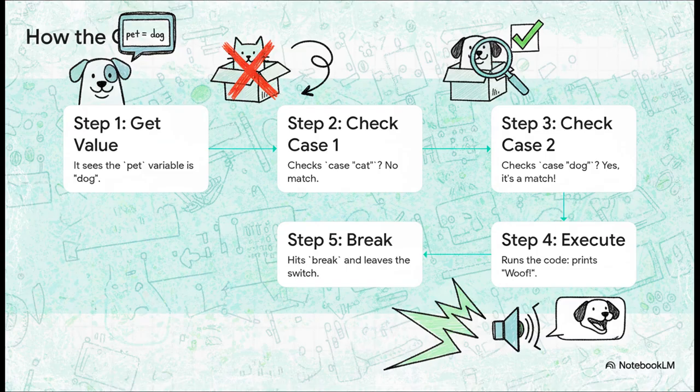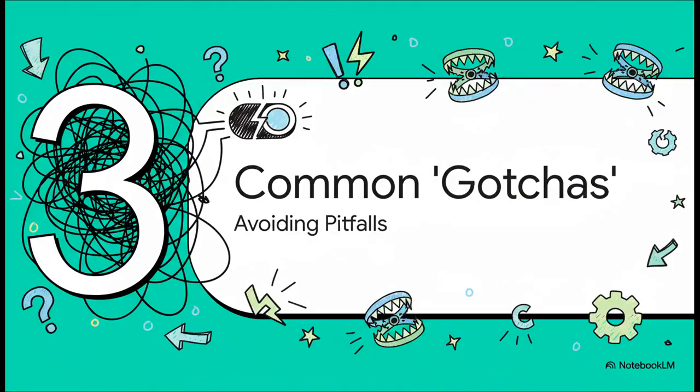First, the computer sees our pet variable is dog. Then it goes to the first check, case cat. Is dog the same as cat? Nope. Okay, moving on. Next up, case dog. Is that a match? Yes, bingo. So it runs the code inside and prints woof to the console. And then, and this is so important, it hits that break keyword and just leaves the switch statement entirely. Job done.